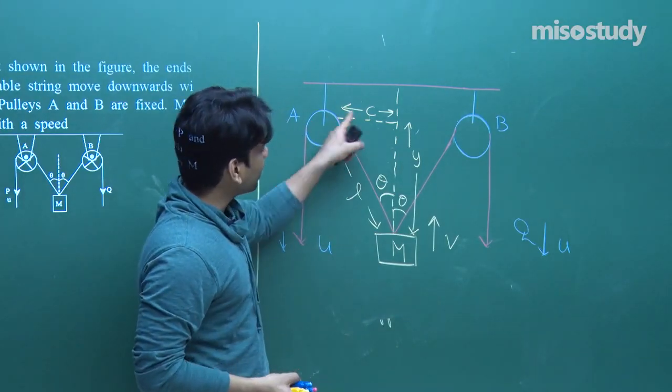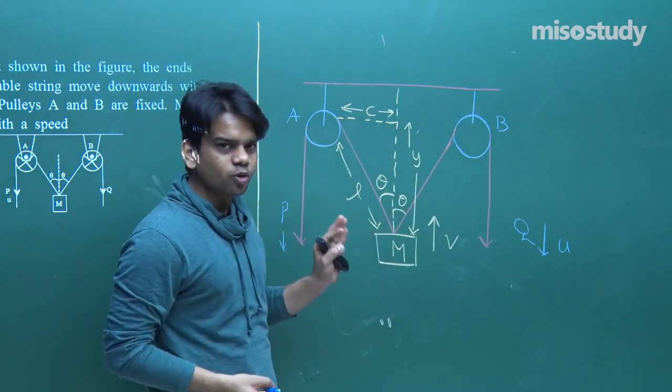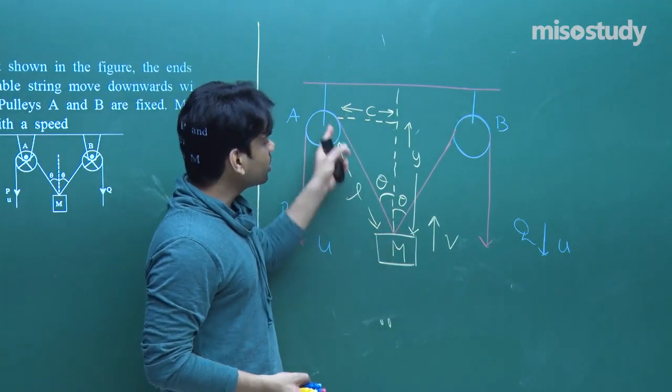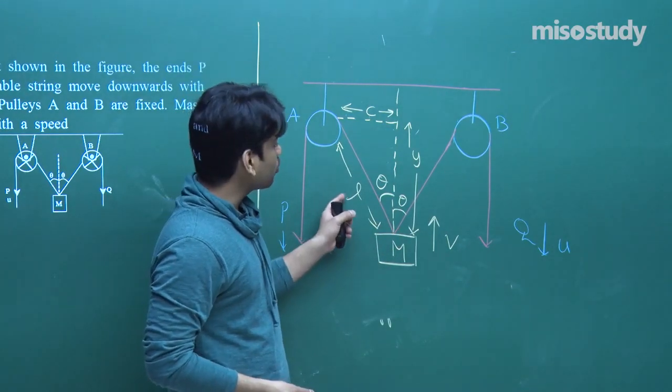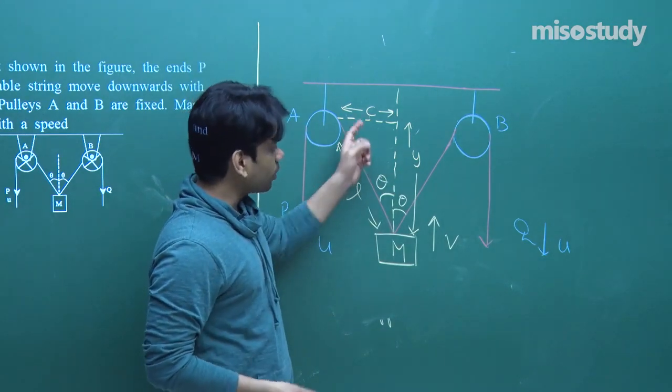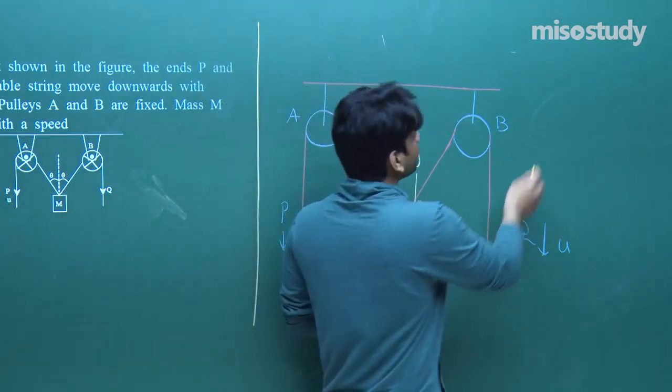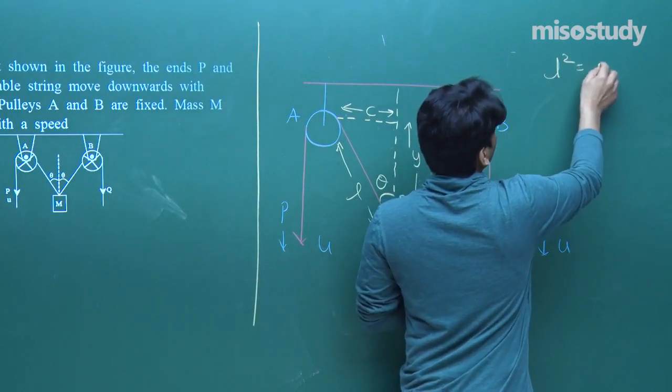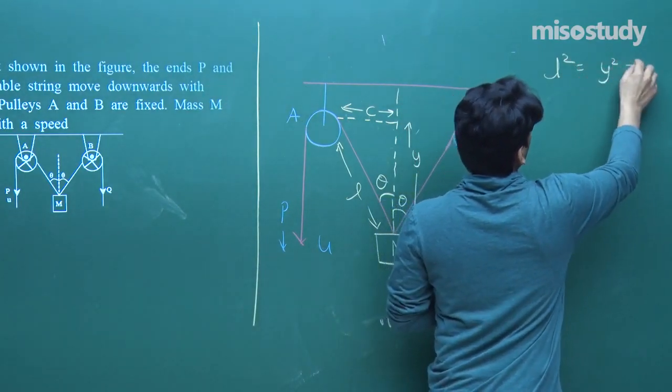Now you see in this triangle, observe this triangle. I'm not marking the ends, but you can easily see this triangle. From this triangle, I can write that L square is equal to y square plus c square. That's quite easy. So let me write down L square is equal to y square plus c square.